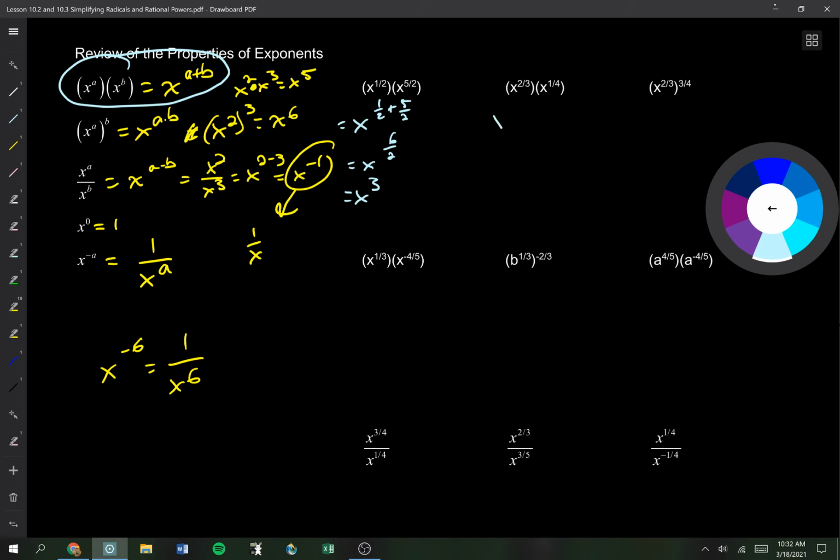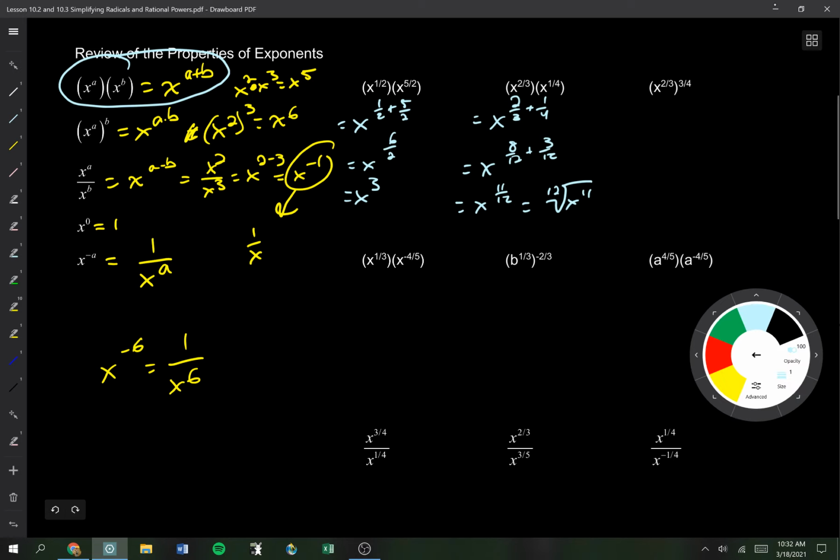And this one's going to become x to the 2/3 plus 1/4. Well, 2/3 and 1/4 need a common denominator. That number is 12. So I'm going to do 8/12 plus 3/12. So this becomes x to the 11/12. And don't forget, x to the 11/12 also means the 12th root of x to the 11th. How could we ever forget that? I think it's healthy to write it both ways for now.